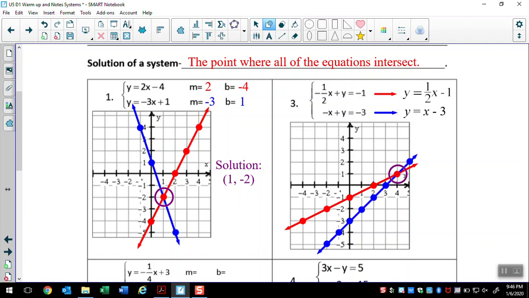So our solution is where they intersect. They intersect right here at this point. So we would say our solution is 4, 1.